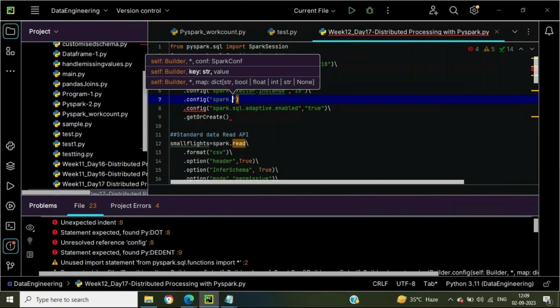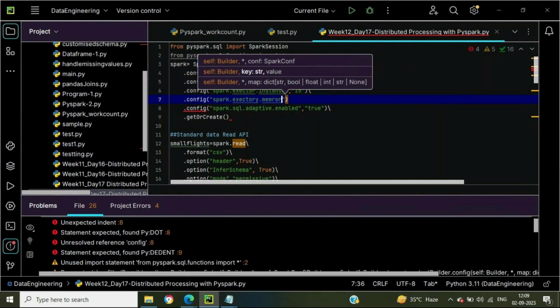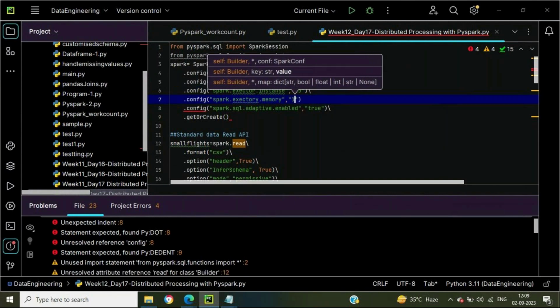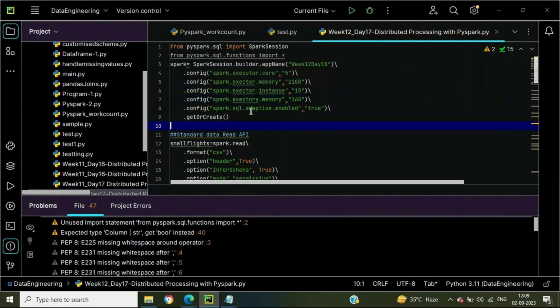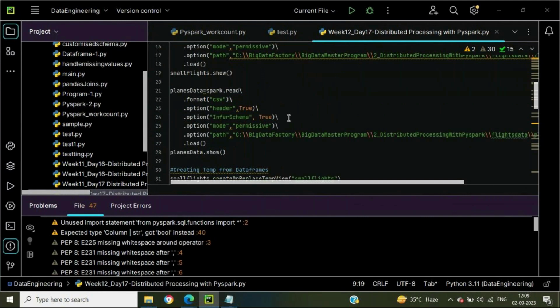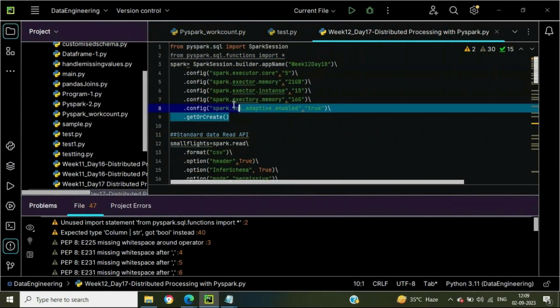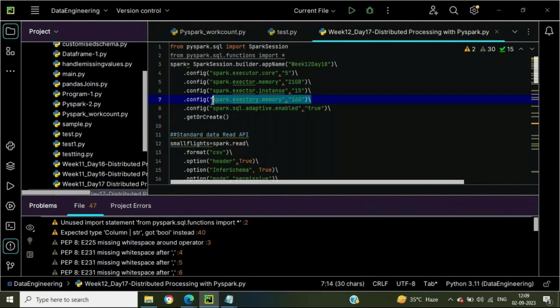And how we can give memory: spark config, spark.executor.memory, and 16G. This is the way to set the memory and to set adaptive query enabled. Over here we have mentioned the executor memory.